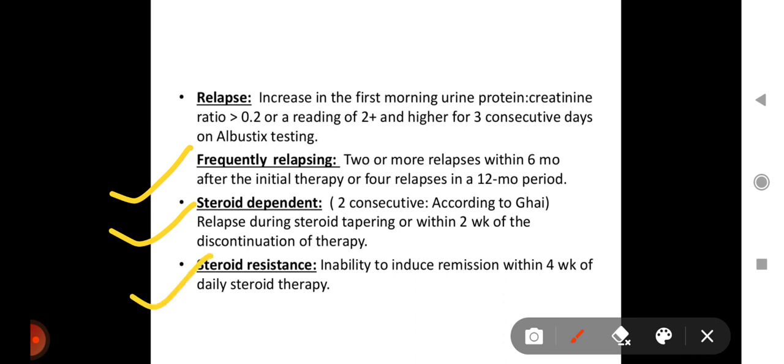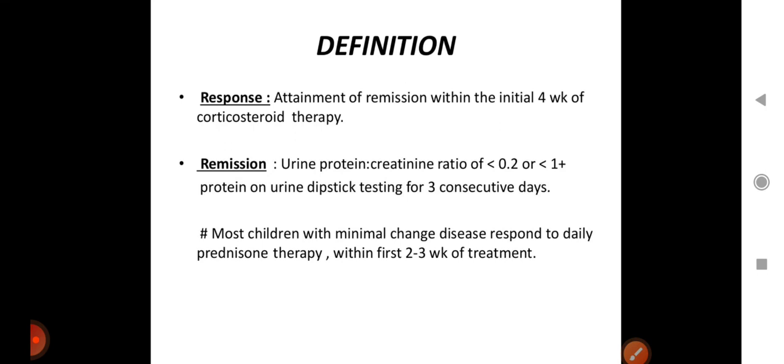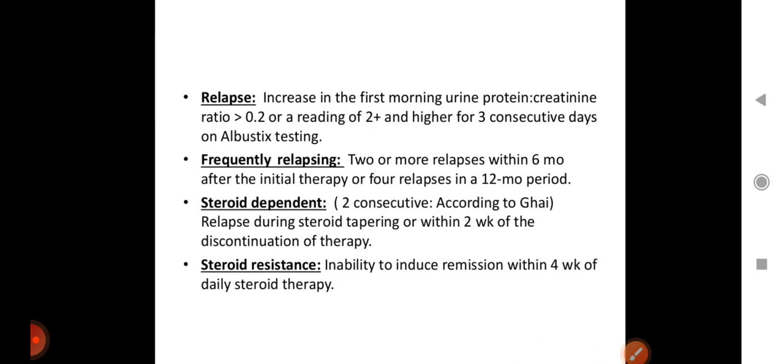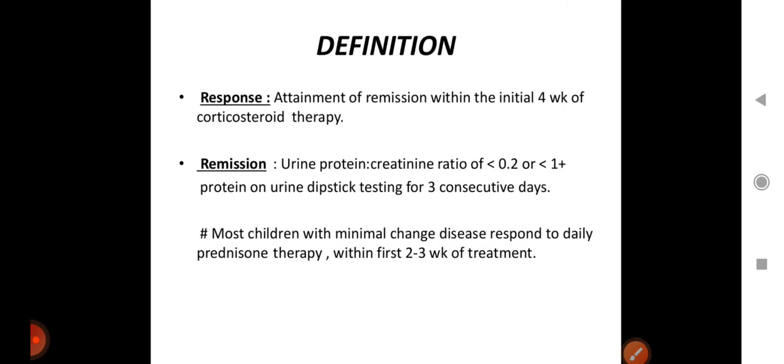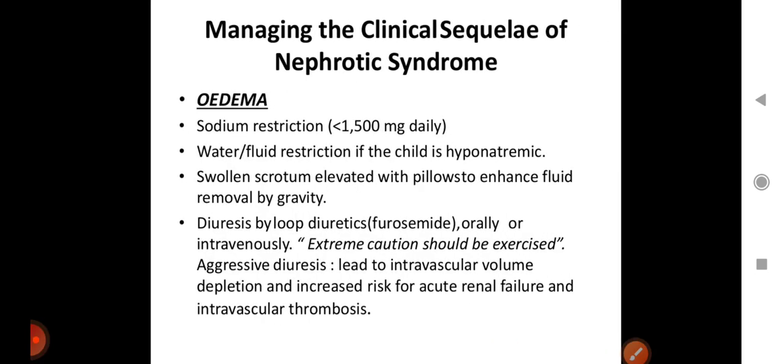Okay, now steroid resistance: inability to induce remission within 4 weeks of daily steroid therapy. You started steroid therapy on 1st of November, and even till 30th of November the patient is not responding, then you can term those patients as steroid resistant cases. So these are very important definitions and can very easily be asked in Viva as well as OSCE. In OSCE, one question they can frame is: in the management of nephrotic syndrome, define responsive case, remission, relapse, frequent relapse, steroid dependent, steroid resistance, 1 mark each. So even this can come in OSCE as well as Viva. So go through them properly.